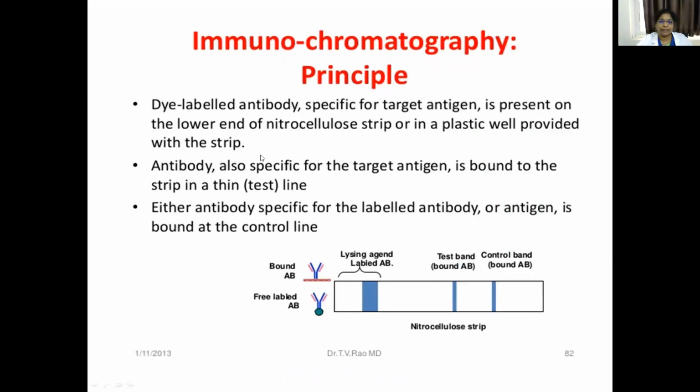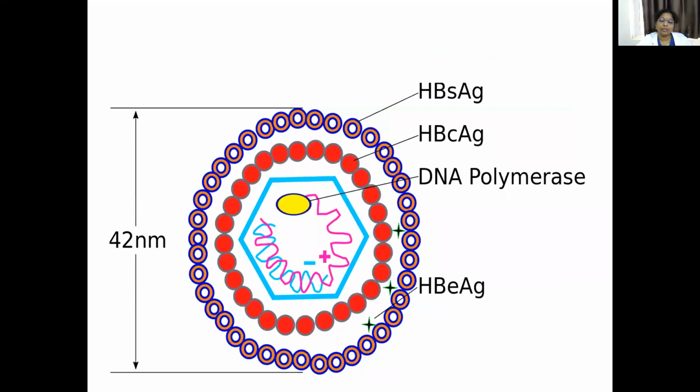This is the principle given in the description. Dye labeled antibody, that is colloid gold antibody, specific for target antigen, is present on the lower end of the nitrocellulose strip or in a plastic well provided with the strip. Antibody specific for the target antigen is bound to the strip in a thin test line. Either antibody specific for label antibody or antigen is bound to the control line. That is the principle.